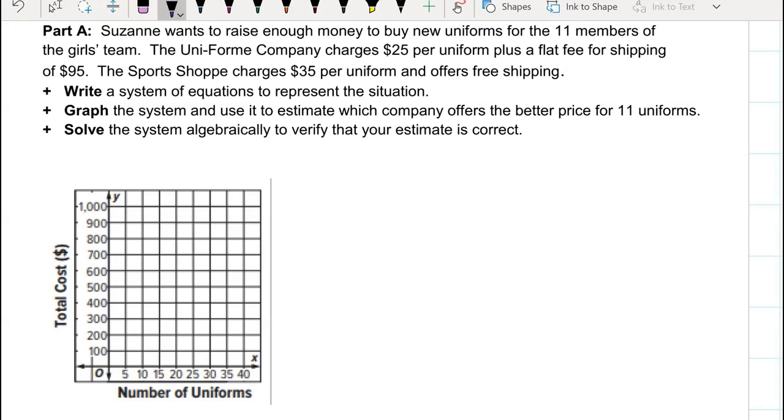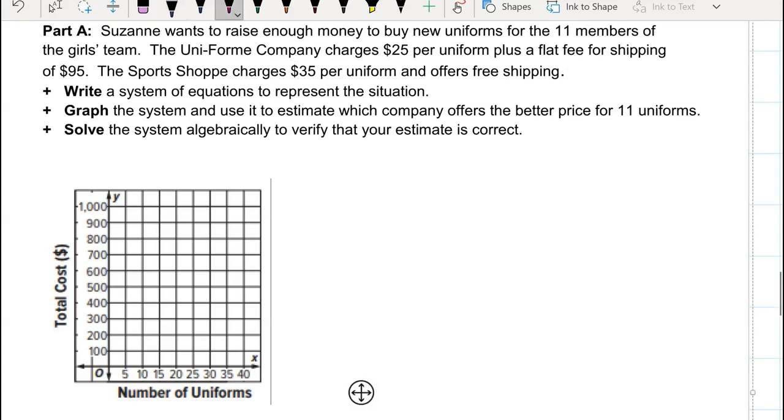So they ask you the following. First, write the system of linear equations that represents the situation. Second, we're going to graph the system, and based on the answer, we estimate which company offers the better price for 11 uniforms. And last, solve the system algebraically to verify your estimate is correct. So we're going to write the equations, graph them, and solve algebraically.